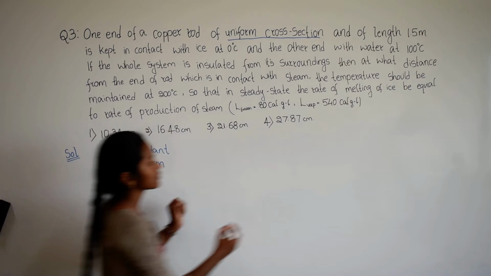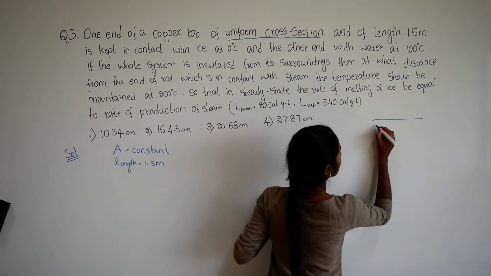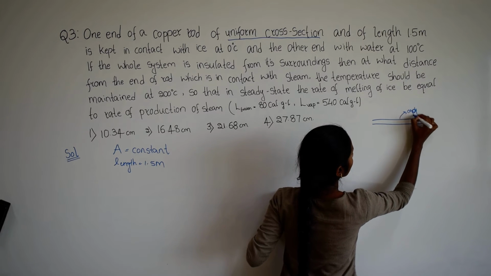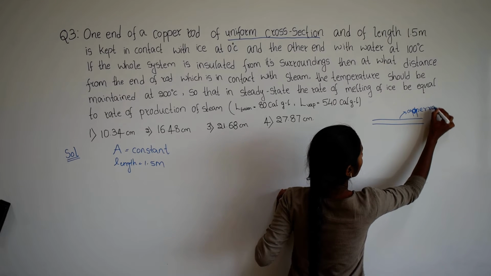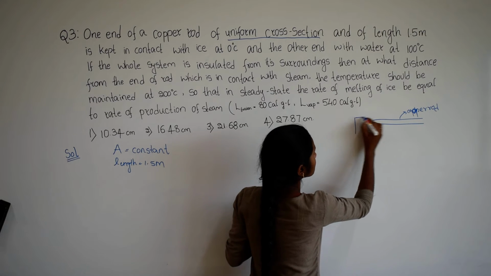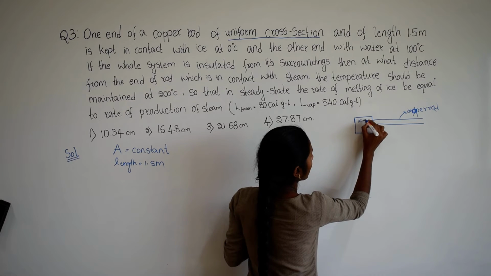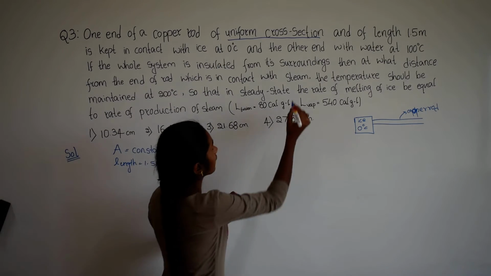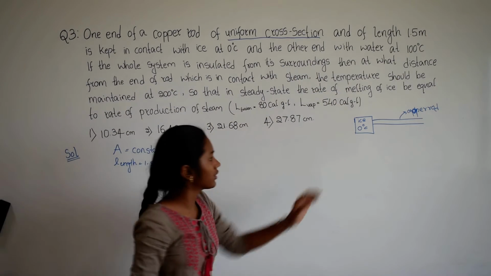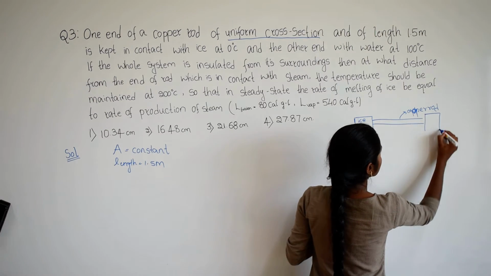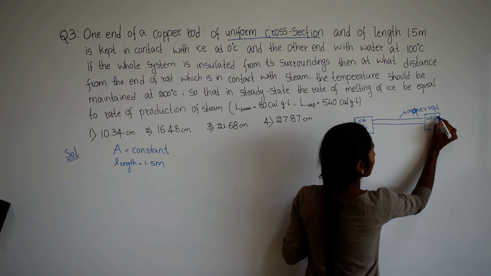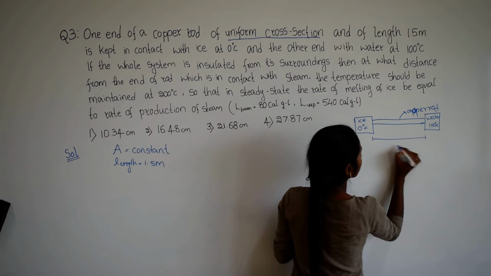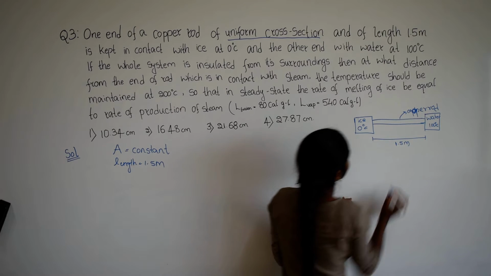So let us take a copper rod of uniform cross section. One end is kept in contact with ice at 0 degrees centigrade and the other end with water at 100 degrees centigrade, and the length of the copper rod is given as 1.5 meters.